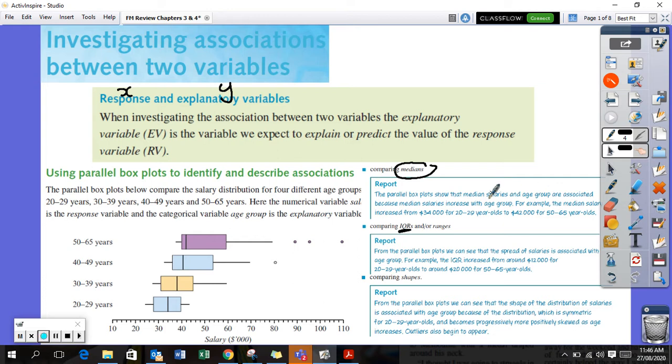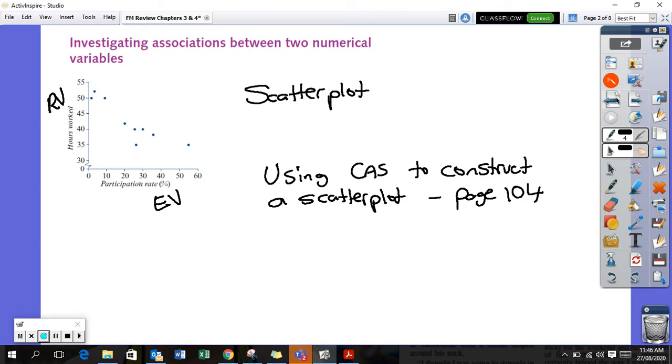It's got the book descriptions written down here, which you can pause and read in detail if you wish to. When we're looking at two numerical variables, which is what we're going to be mostly doing in this topic, we want to start off by looking at a scatter plot. They both have to be numerical variables for us to look at a scatter plot. Here we've got hours worked and participation rate.